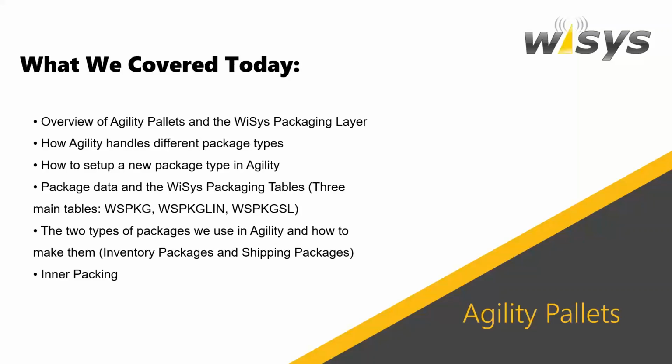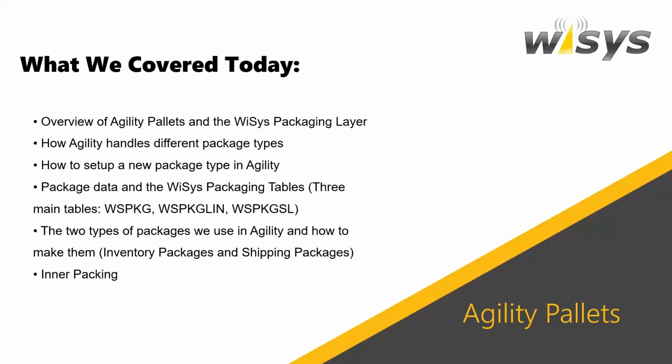So if we run back through what we covered today, we did that little overview of what the WiSys packaging layer is and some key information there, as well as the Agility Pallets product and how you can obtain that, which is through our enterprise. If you have Agility Enterprise, you have access to pallets. If you don't, you just need to purchase Agility Enterprise. We discussed how Agility handles those different types of packages like a pallet, carton, bottle, container, etc., and how to set those up in the system.